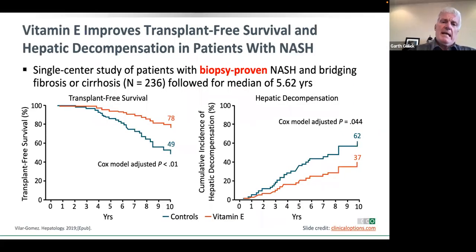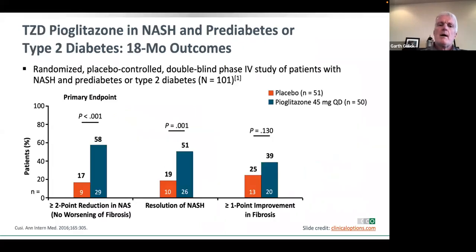And then to the old school treatments, none are FDA approved yet. This is vitamin E. It's not for diabetics, but it has excellent data that if you put a non-diabetic on vitamin E with proven fatty liver disease, that their survivals, both in transplant avoidance and decompensation, are measurably better. So I very rarely put people on vitamin E, but it's an improvement in treatment.